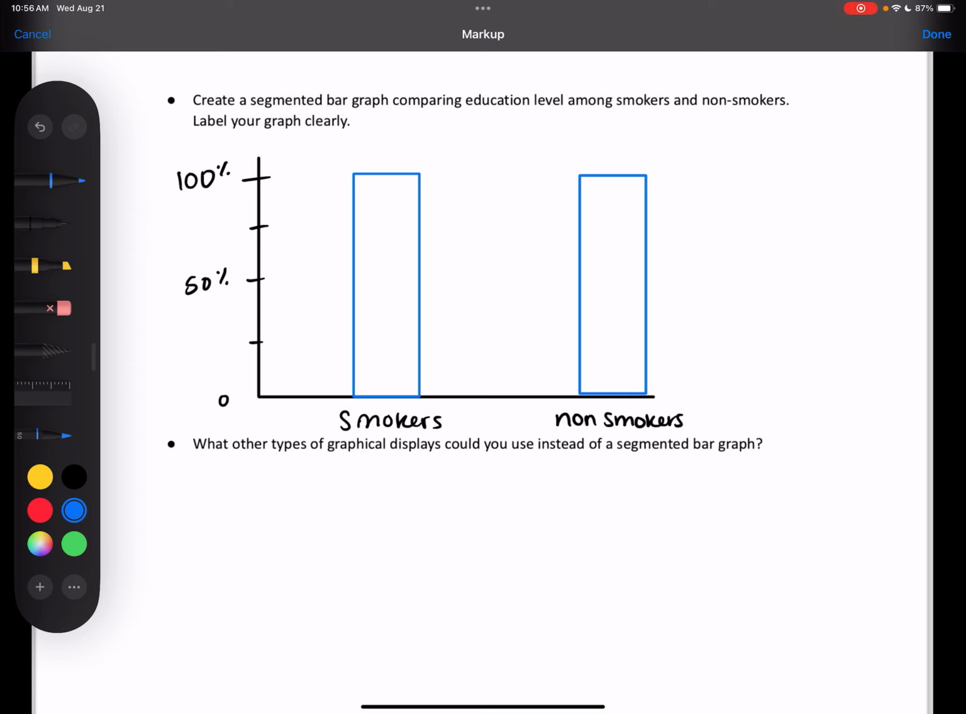So for high school, we had 64% were smokers, so I'm going to go up here a little above the 50% marker, and I'm just going to write HS in there for high school. Then 2 year was 10%, so that puts me almost exactly at my 75% little marker there on the side that I had. So I'm going to write 2 year in there.